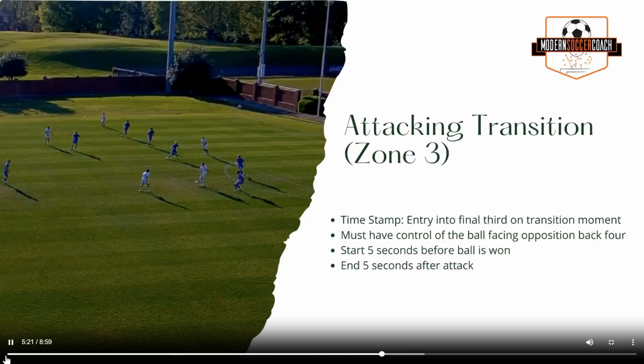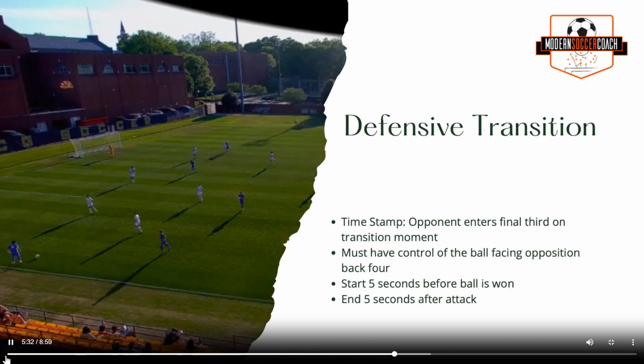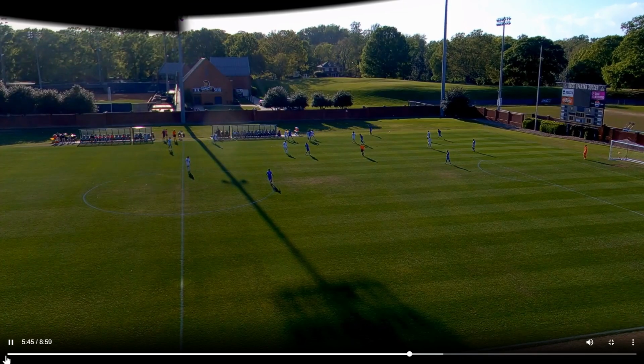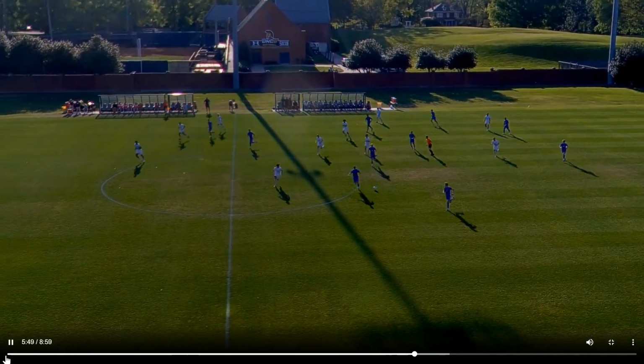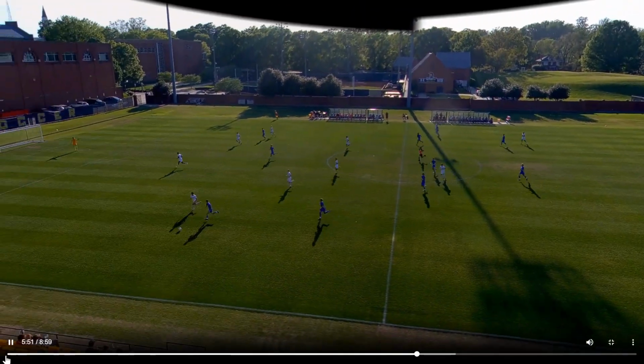So it's whenever a team has the ball facing the opponent's back 4 or back 3 or whatever the defenders are left in the transition moment with control of the ball. Defensive transition is the exact same thing on the other end. So timestamp every time the opposition, which is the blue team, get into the final third in the moment of transition. Again, we're looking for that number on the clock. Then when they have control of the ball facing the opponent's back 4 in the final third. And again, you're just looking for that one number for that.